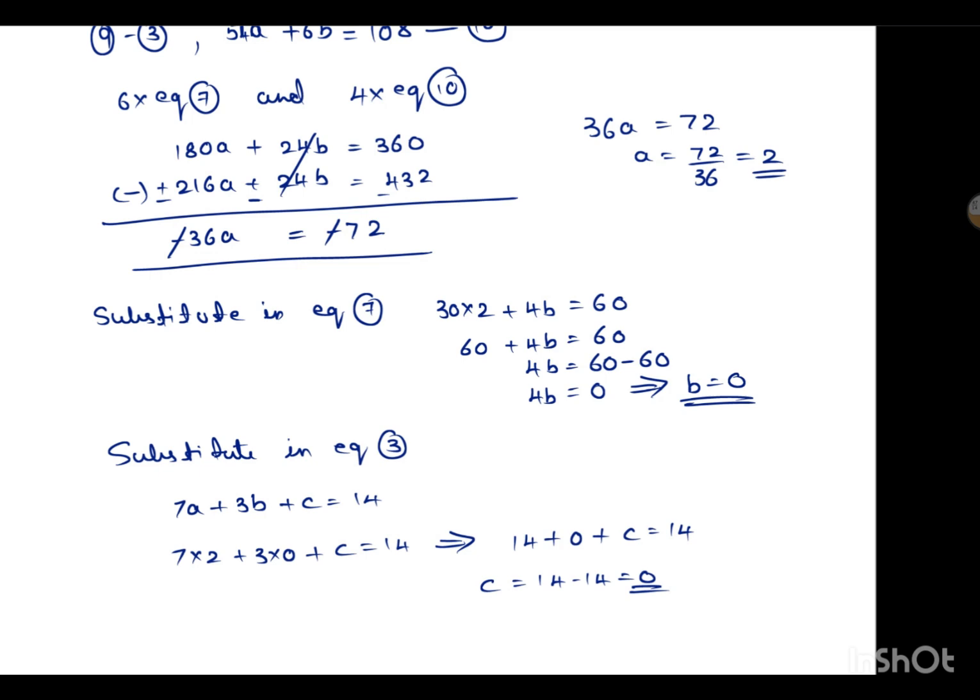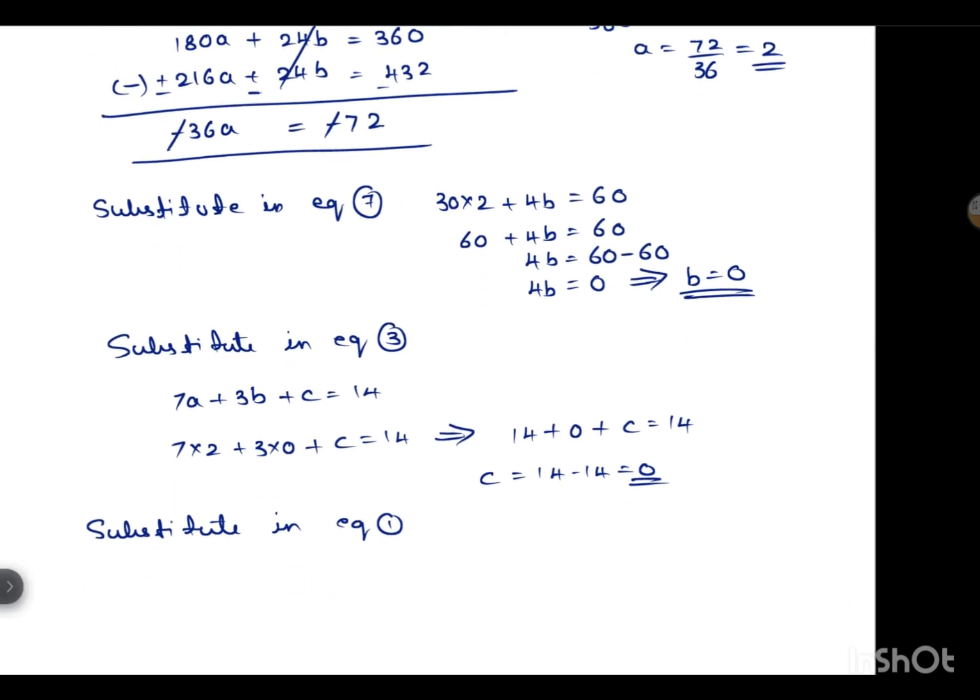Now we have to find out D. So substitute A, B, C in equation 1. Equation 1 is A plus B plus C plus D is equal to 3. A is 2, B is 0, plus C plus D is equal to 3. So when I substituted the values, I will get D is equal to 3 minus 2, which is 1. So we got A, we got B, we got C and D.